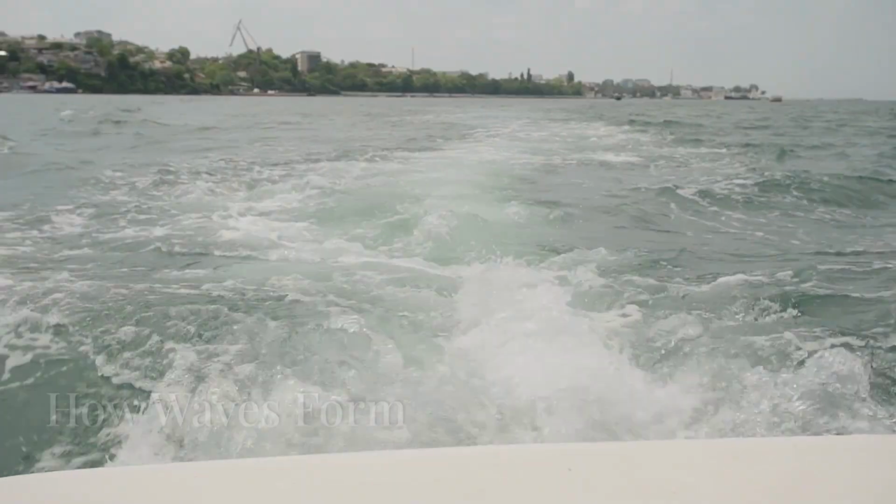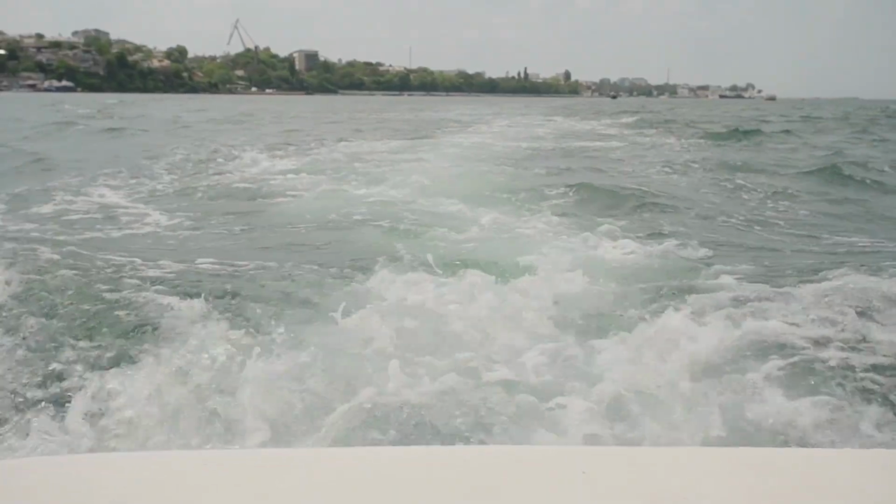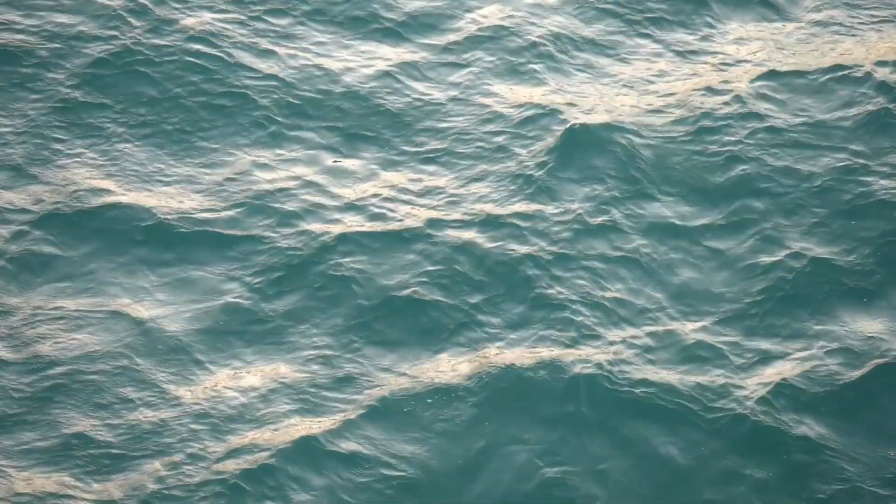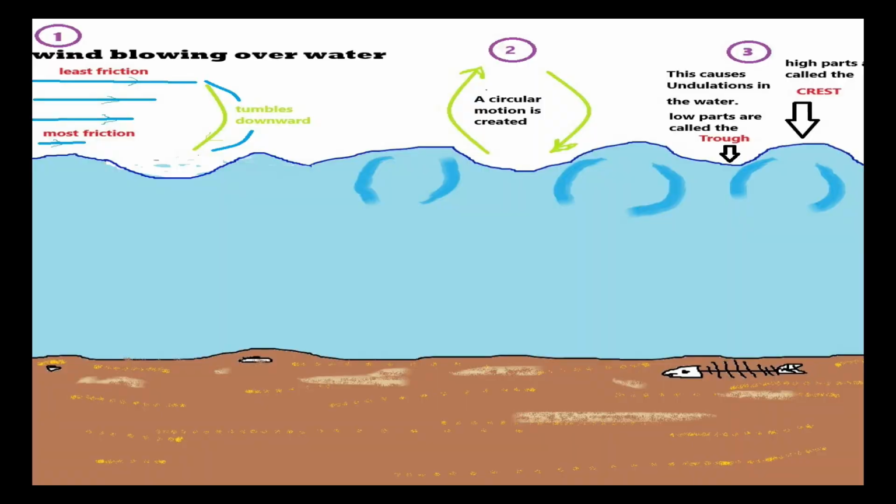Most waves are created by wind blowing across the surface of the sea. The friction between the wind and water causes the water to move in a circular motion. I bet you never knew this. The water in the waves looks like it is going forward, doesn't it? Yes, that's how it looks.